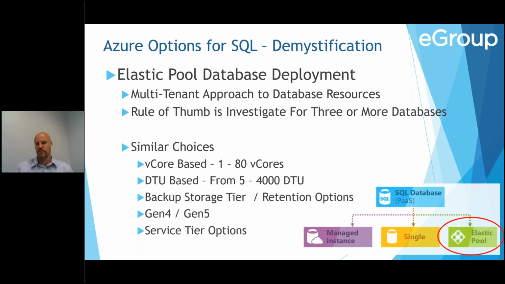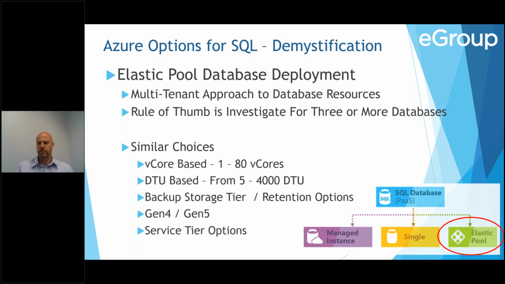Essentially, you apply that capacity across 1 or more databases, and it'll get applied as needed up to the amount that you've allotted. So the rule of thumb here is to look at this for 3 or more databases. There's no real reason to have Elastic Pool for fewer. It costs a little bit more for a database because you're not really getting that flexibility and variability. But you still have similar choices here: vCore, DTU-based, backup, storage tier. Do I want to replicate off-site? How long do I retain my backups?